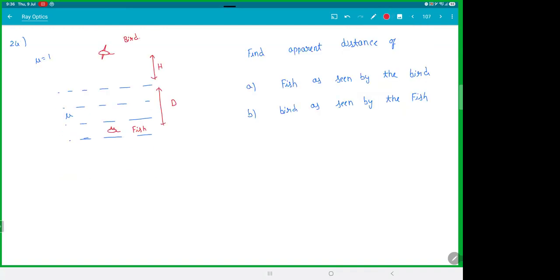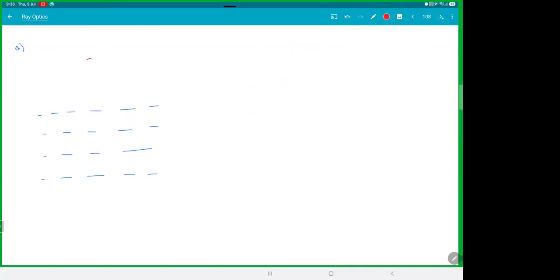So who is looking at whom? The fish is seen by the bird. The bird is your observer. The fish is the object. Now listen carefully. The light rays are going from the fish to the observer, right? So always start from there. Rays are going which way? Rays are going from the fish.